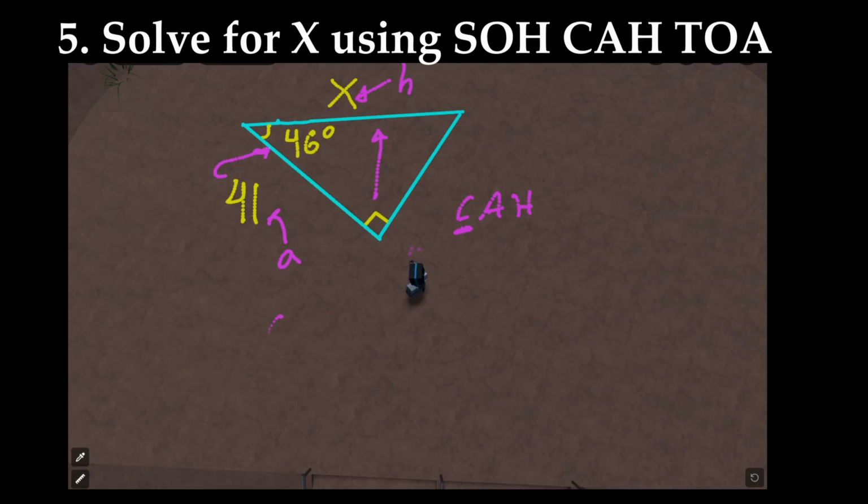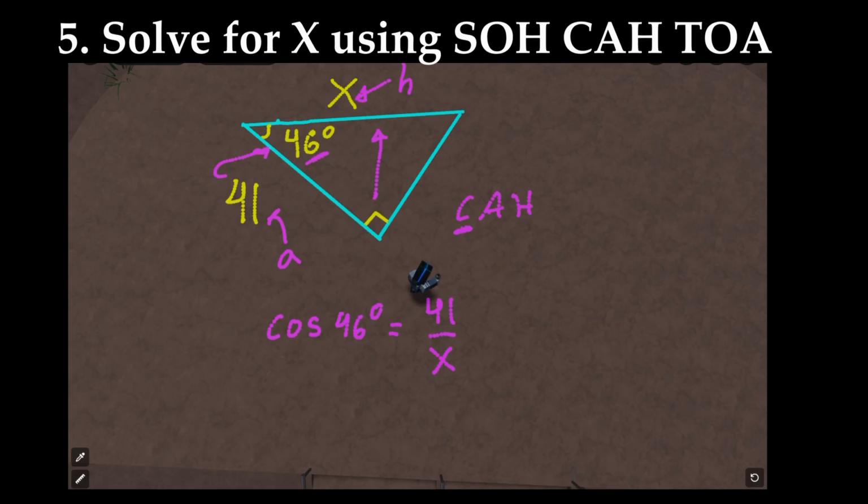So let's write that down. Cosine of the angle in this problem, 46 degrees, is equal to A over H. A is just 41, and x is just H, our hypotenuse. So now we can solve this equation. We have cosine of 46 is equal to 41 divided by x.